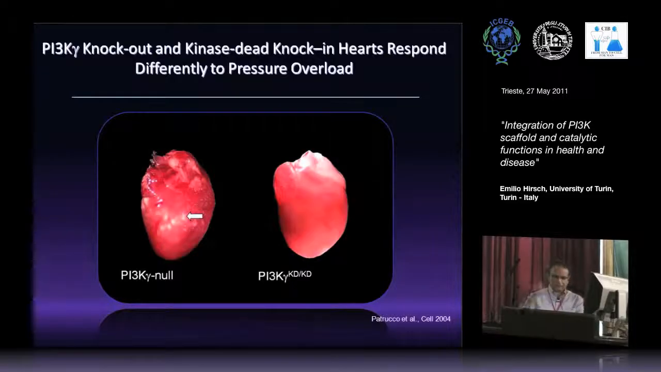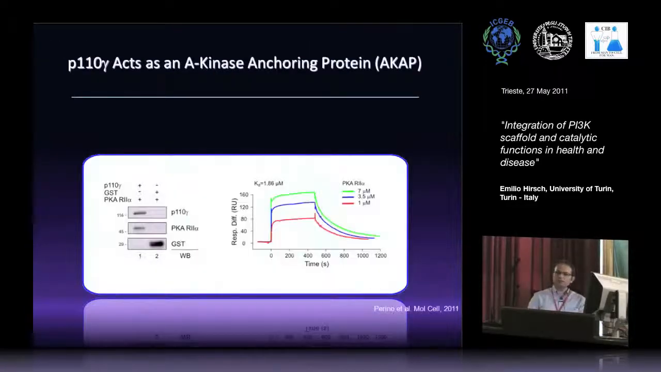scaffold activity. So we started again to go back to our PKA studies, and we actually were able to show that PKA and PI3 kinase gamma can directly interact. We measured this interaction by different means. Probably the best or the most convincing experiment comes from the Biacore analysis with purified proteins. We were able to measure a KD.